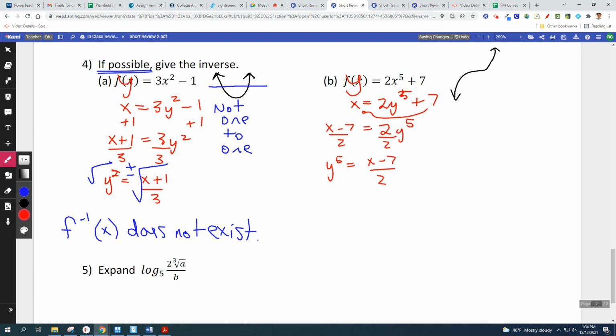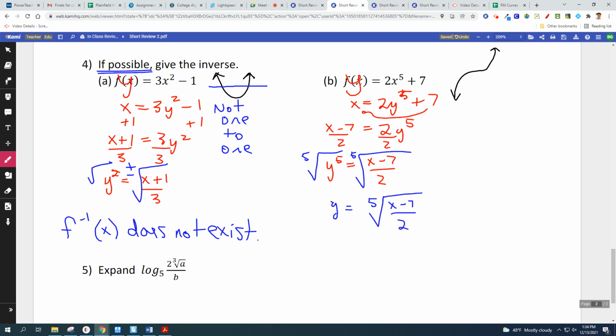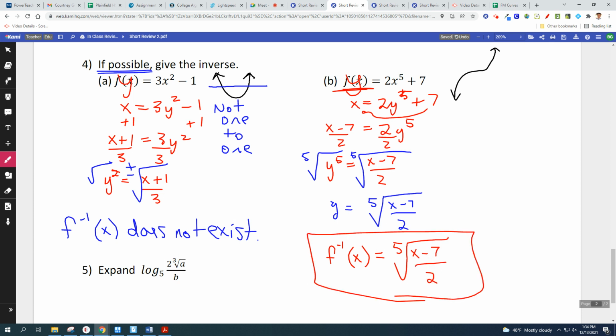And then to solve this, we're going to do the fifth root. Don't need to do the plus or minus, that's only on an even power. We're just going to do the fifth root. Y equals the fifth root of (x minus 7) over 2. Last step, just change it back into the function notation. We were talking about f of x, so f inverse of x equals the fifth root of (x minus 7) over 2. Just like that.